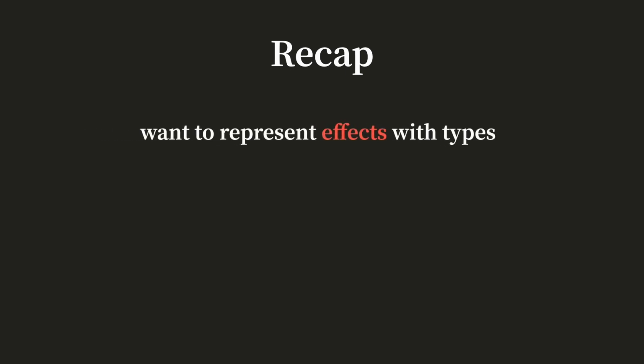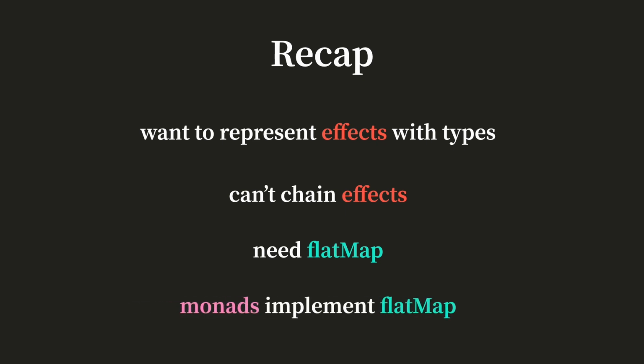Okay, that's a lot of examples. I only managed to fit 3 examples in this video, but there are many other monads out in the world. You can even define your own monads as long as they satisfy the monad rules. Let's do a recap of what we've learned throughout this video. Initially, we wanted to define all side effects in the type system, but we realized that we couldn't chain effects together. That is, unless we use flatMap. flatMap allows us to chain effectful operations together, and the types that implement flatMap are called monads.